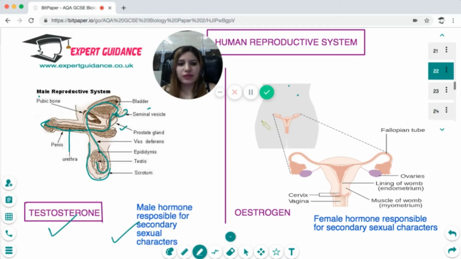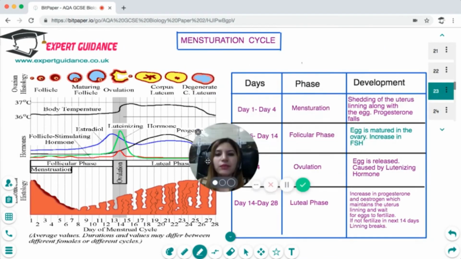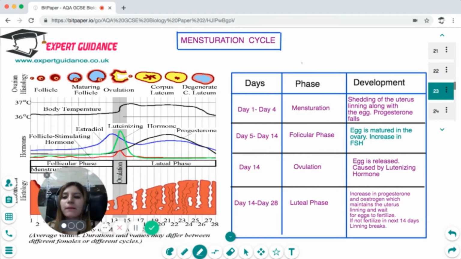And the female reproductive system consists of the two ovaries, and then there's a fallopian tube. The ovaries release the egg into the fallopian tube, which travels into the uterus, and then there's a cervix and the vagina. And the female hormone is the estrogen, which is released by the ovaries, and that is responsible for the secondary sexual characters.